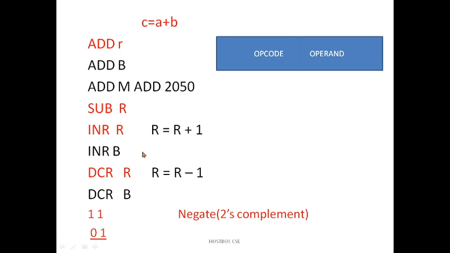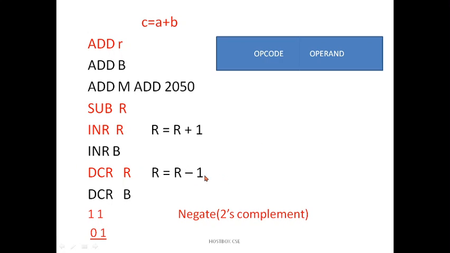Or you can say the value is 55H. The B register value is 55H. After adding 1, it will become 56H. Similarly, decrement R is quite the opposite of the increment instruction, where decrement means R equals R minus 1. That is, decrement the value. For example, the register value is 400. After executing the instruction, the value becomes 399, that is 400 minus 1. One more example: the B register value is 55H. After executing, it becomes 54H.